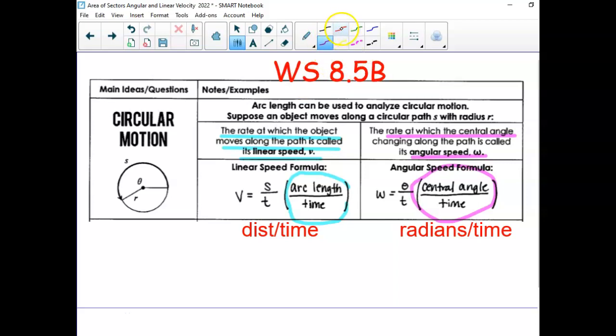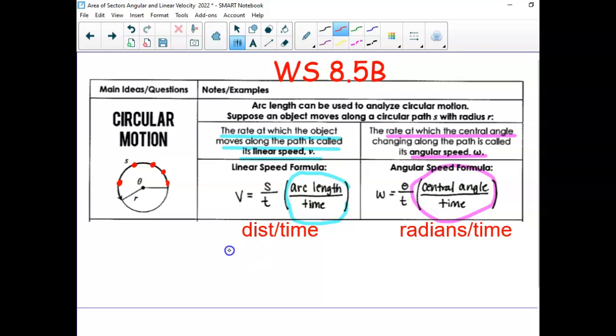it says arc length can be used to analyze circular motion. Suppose an object moves along a circular path with a radius of r. That rate at which the object moves along the path is called linear speed. So it's how fast this goes to here, goes to here, goes to here. Okay? I don't even think of this formula. It is on your sheet.